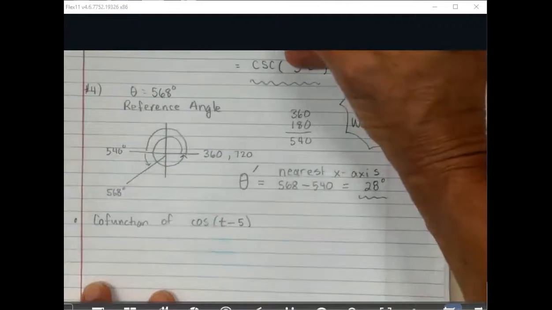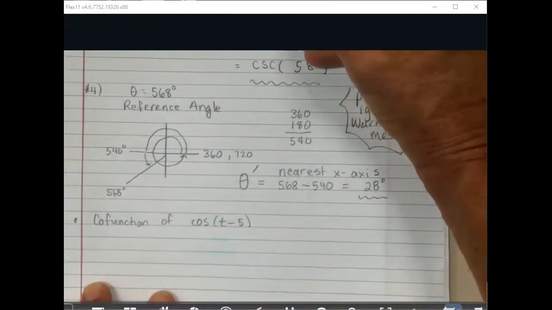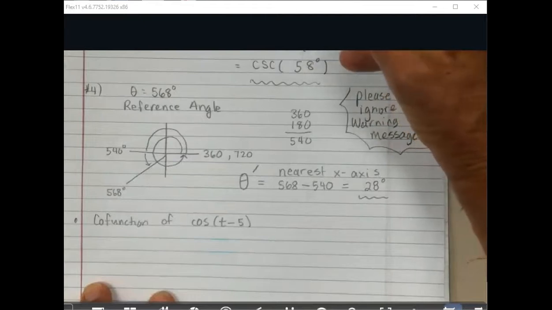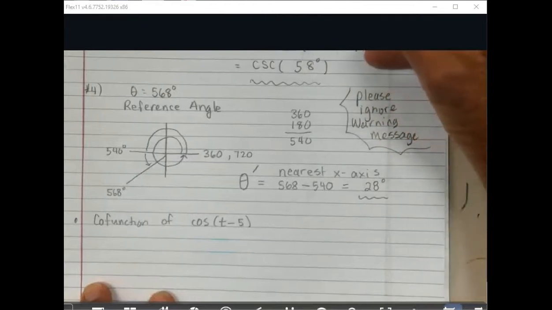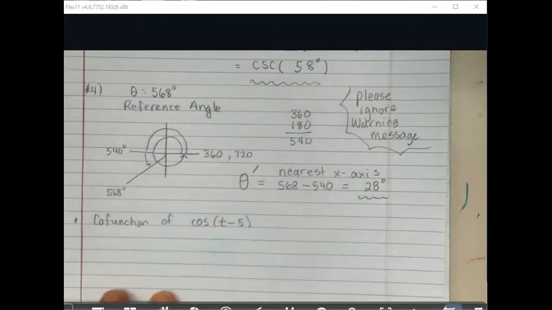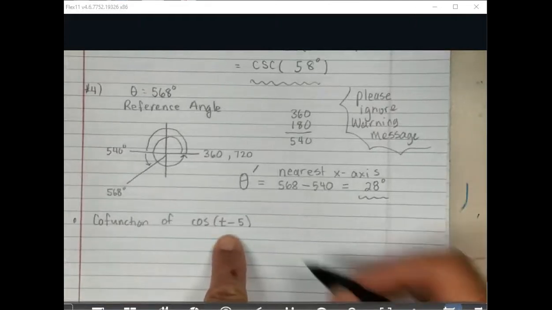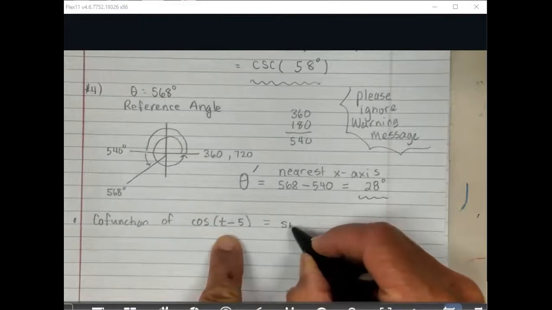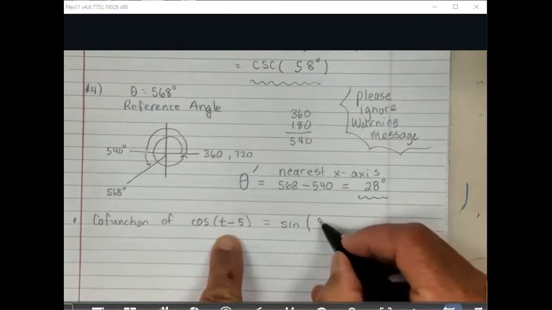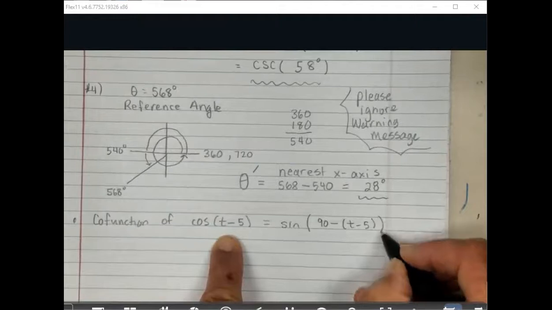So we're going to use this identity, but we're going to switch it over to the other way. If I have the cosine of an angle, then its cofunction is the sine, and the measure of the angle is still 90 minus theta. So in this example, theta is t minus 5. And so the cofunction is sine, and then the angle is 90 minus the t minus 5.